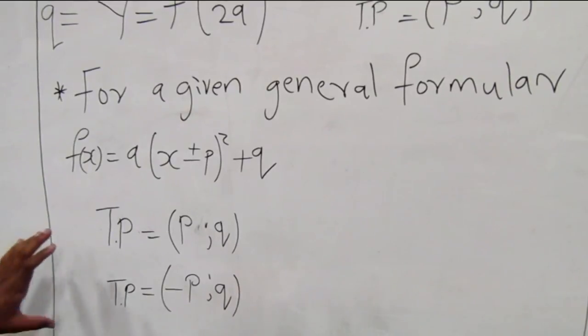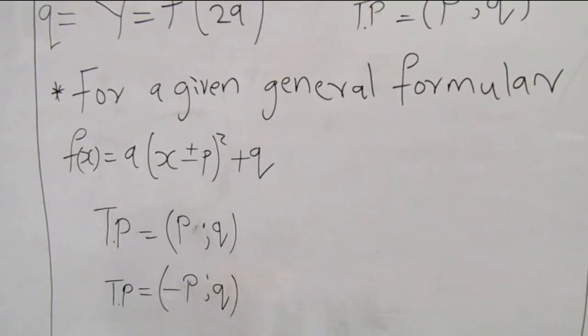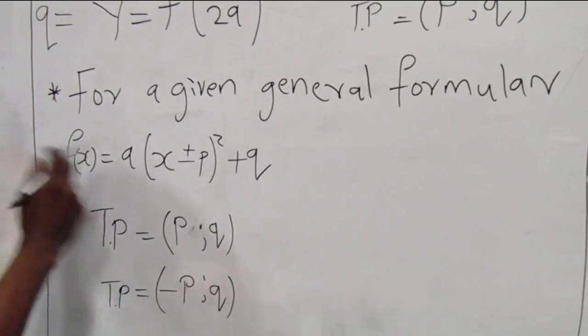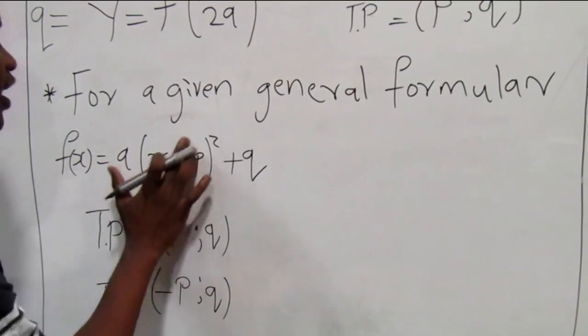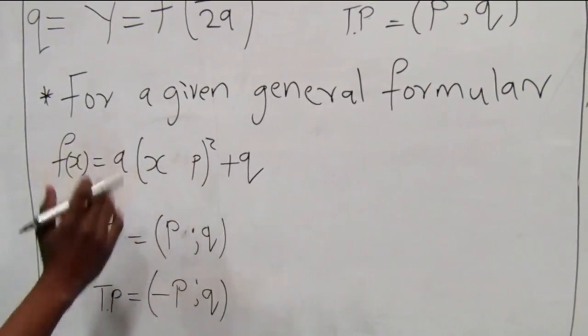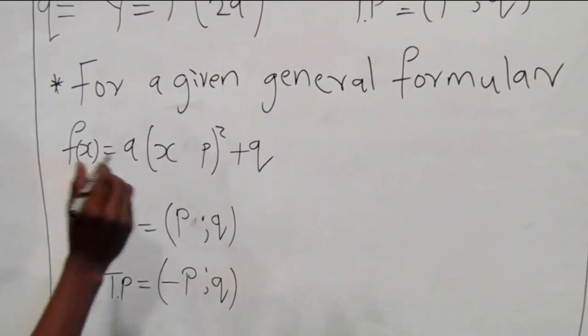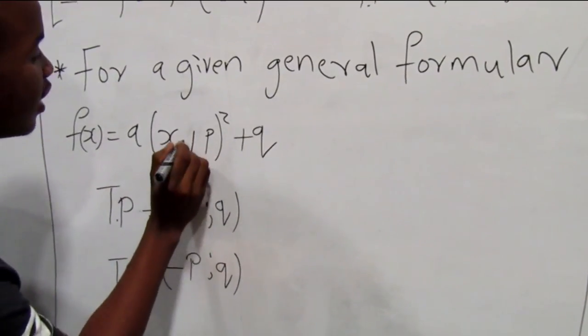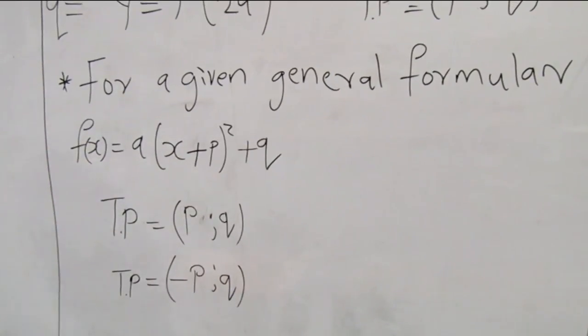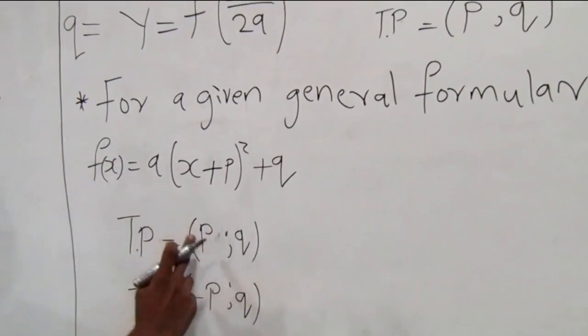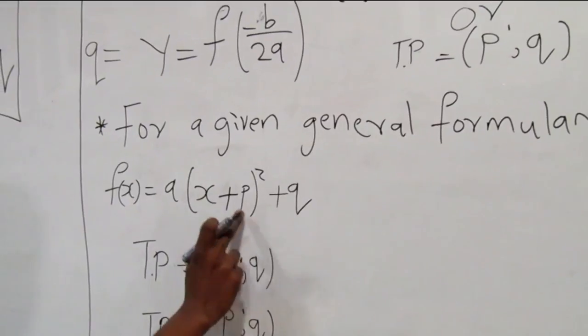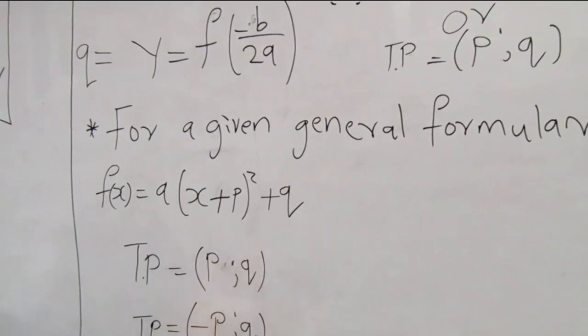Meaning, for our turning point for this given equation, here it says plus or minus, which means it can be plus or it can be minus. Let us consider plus here. Let us say our given equation was saying f of x is equal to a into (x plus p) the whole squared plus q.